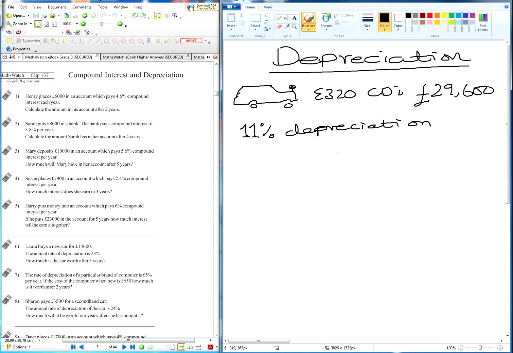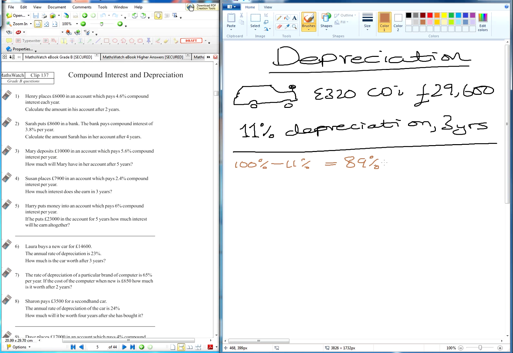So we need to work out the value of this car. What was the value of the car after 3 years? Now, let's have a look at this 11% depreciation. So it's going down by 11%. What was the original value of the car? The original value was 100%. And we are losing how much per year? 11%. So 100% minus 11% gives us 89%.